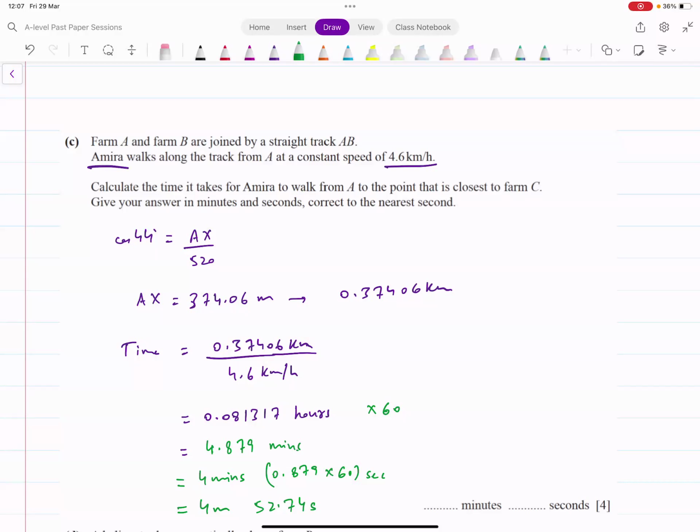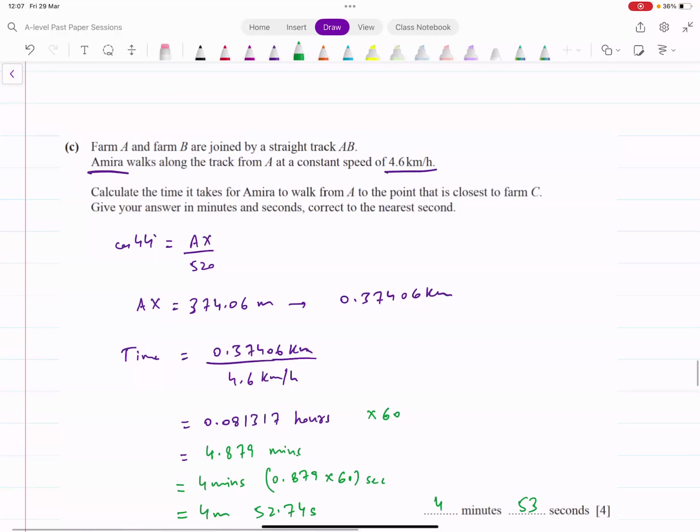So what do we say then? It's 4 minutes and 53 seconds. When we round off 52.74, that becomes 53. So that's the time that we're getting here. All right, 4 minutes and 53 seconds.